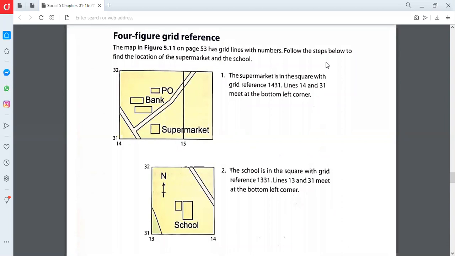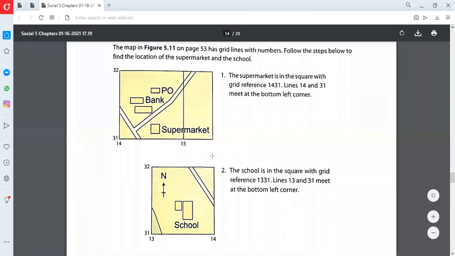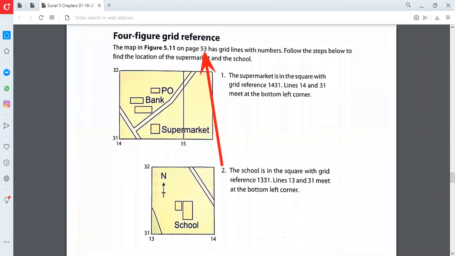Now we see the picture given. The map in figure 5.11 on page 53 has grid lines with numbers. Follow these steps below to find the location of the supermarket and school. So let's go back to the page. Let me zoom it out.